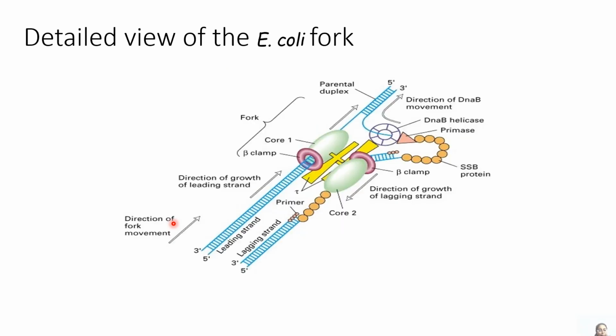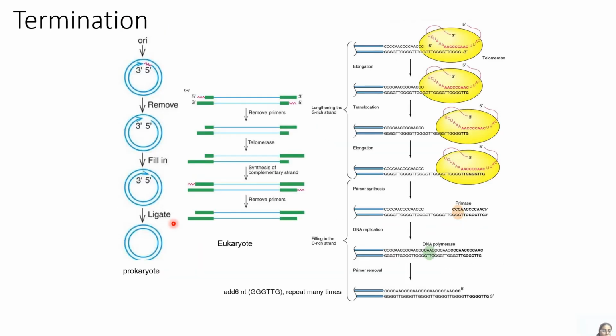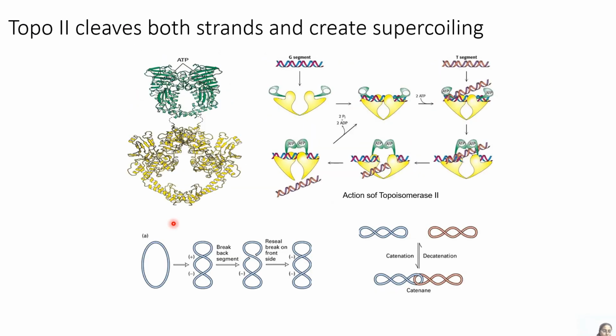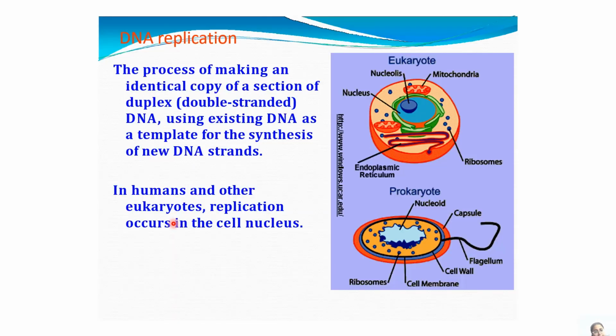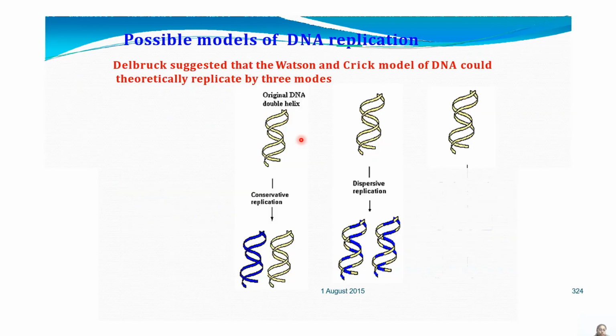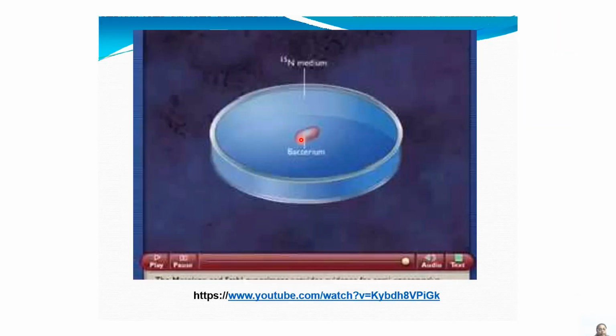This is an overview of replication, a detailed view of the replication fork. These people are known for their discovery of mechanisms in the biological synthesis of ribonucleic acid and deoxyribonucleic acid. We know that DNA replication is the process of making an identical copy of a section of duplex DNA, using existing DNA as a template for the synthesis of new DNA strands. In humans and other eukaryotes, replication occurs in the cell nucleus, right? So what are the possible models of DNA replication? Delbruck suggested that the Watson and Crick model of DNA could theoretically replicate by 3 modes.